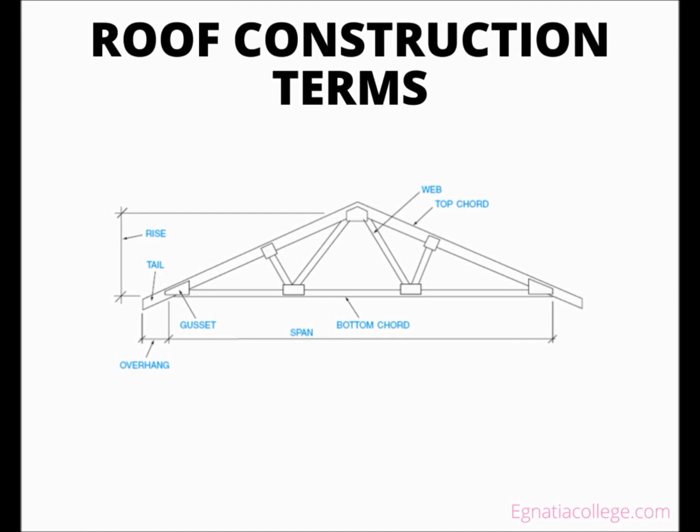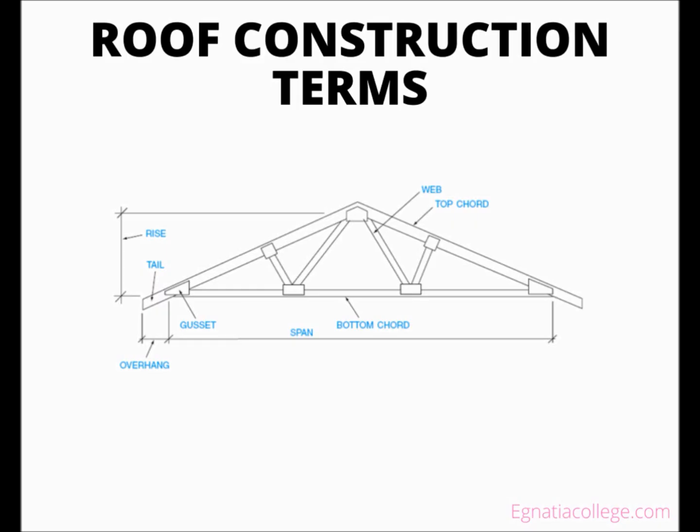Span is the distance between the outsides of the walls covered by a roof. Rise is the vertical distance or height of the roof. The overhang is the horizontal distance covered by the roof outside the walls. The tail is the portion of the top chord that is outside the walls. The slope of a roof is a way of indicating how steep the roof is. The slope of a roof is usually given as the number of inches of rise per foot of run. This is called unit rise.